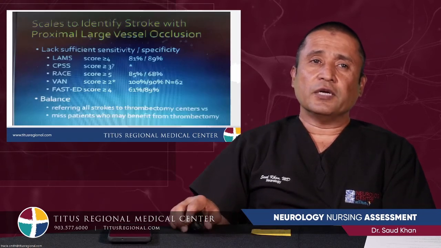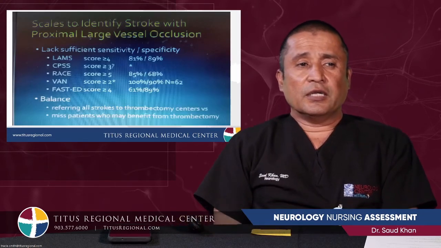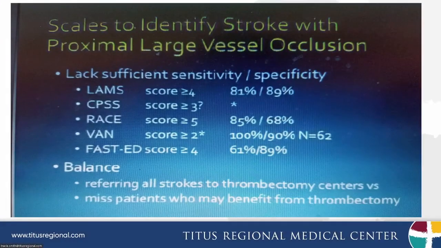So when they did the study, then when they put the data, they compared different scales. The scales include LAMS scale, CPSS scale, RACE, VAN scale, FAST-ED scale. And they compared those with the WAIR scale. So if you look at the different scales, sensitivity and specificity, usually these are in the 80s. And VAN scale has 100% sensitivity, but specificity was 80%.